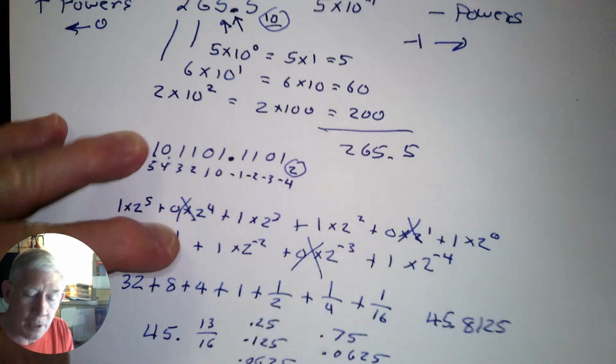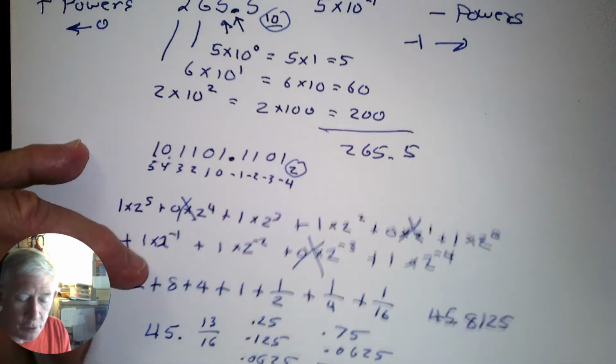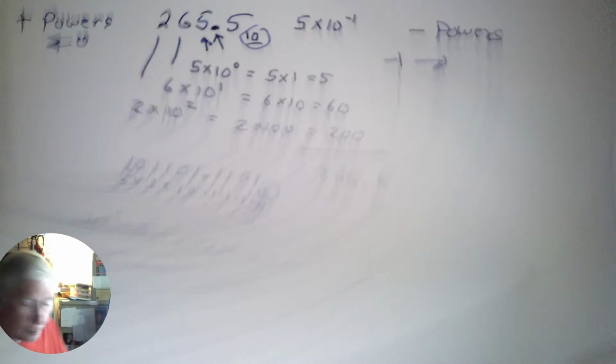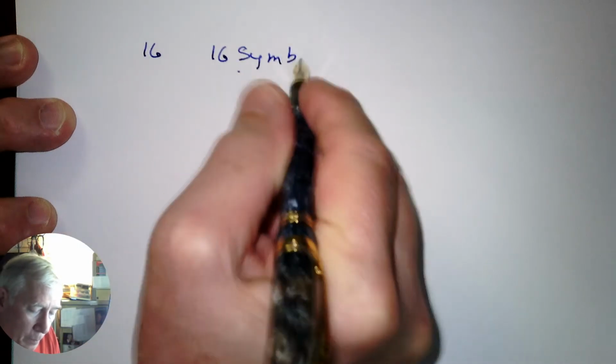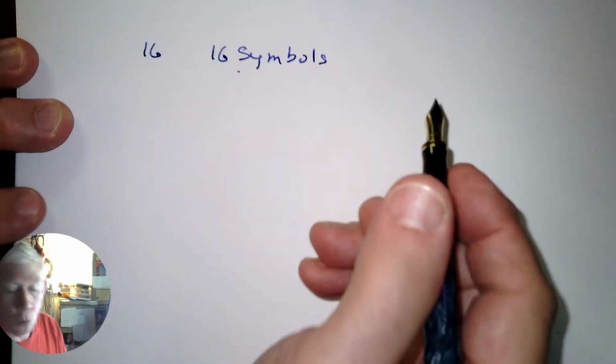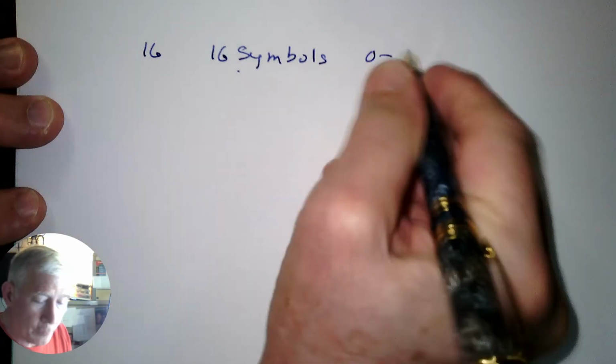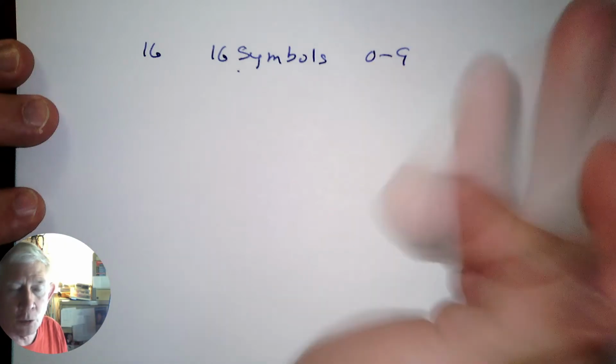What about in base 16? Well, this is really interesting. This is where things started to go off the rails a little bit. So in base 16, we need 16 symbols. Well, while we can use 0 through 9, that's only the first 10. We still need 6 more.